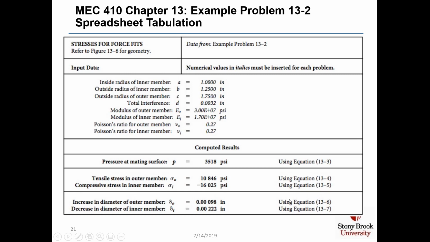And using the equation shown here where my mouse is, you can calculate the pressure at the mating surface of 3518 psi. Tensile stress at the outer member is 10,846. The compressive stress in the inner member is a negative number because it's in compression, minus 16,025 psi. And the increase in diameter of the outer member is 0.00098 inches, and the decrease in diameter of the inner member is 0.00222 inches. They don't move the same amount because they're different materials.